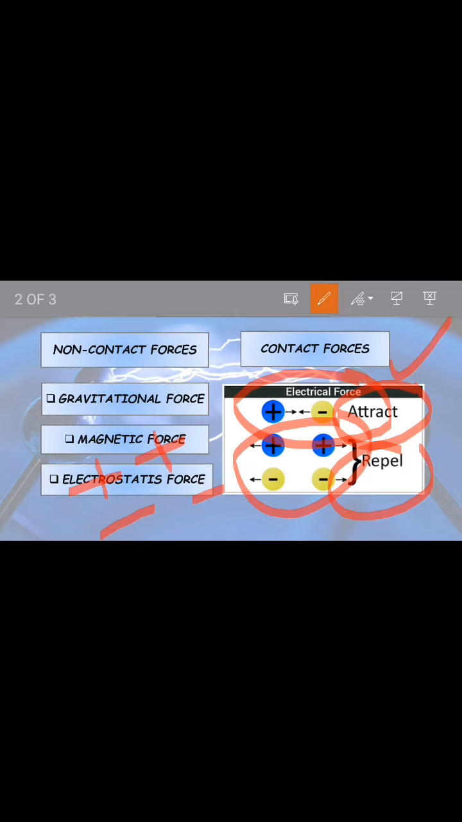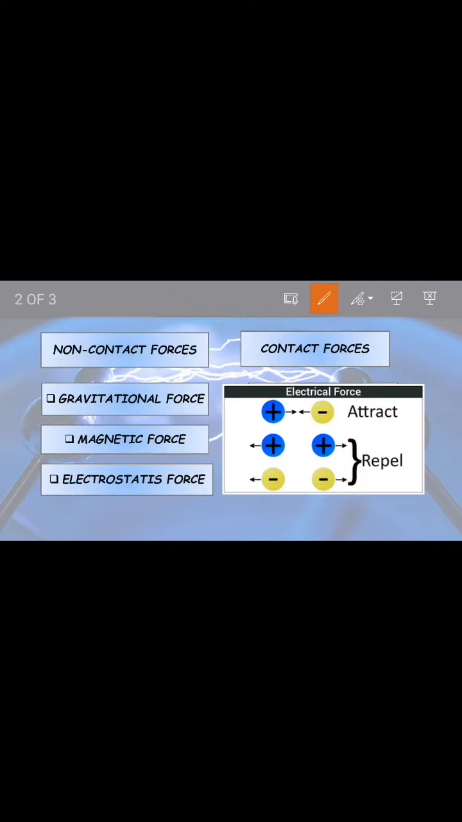Now the force which exists between two masses is your gravitational force. The force which exists between two magnets is your magnetic force, and the force which exists between two charges is the electrostatic force. The field around a mass is your gravitational field. The field around a magnet is a magnetic field, and the field or region around a charge is an electric field.